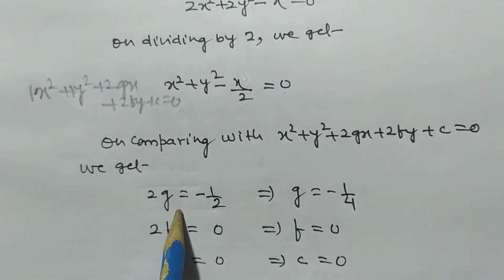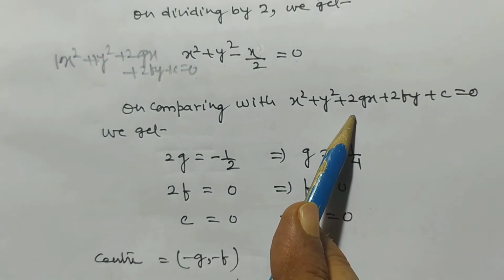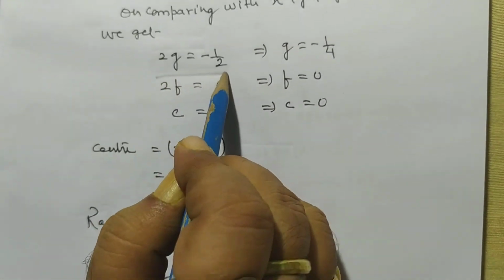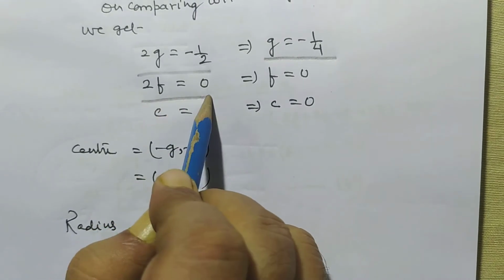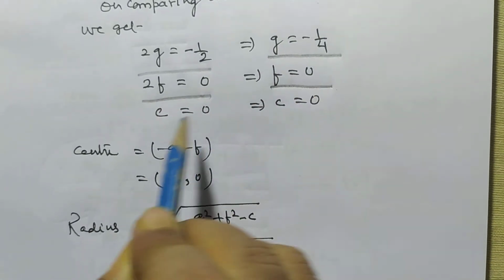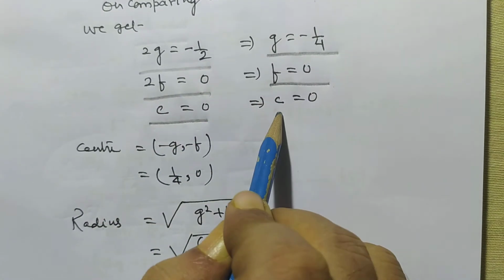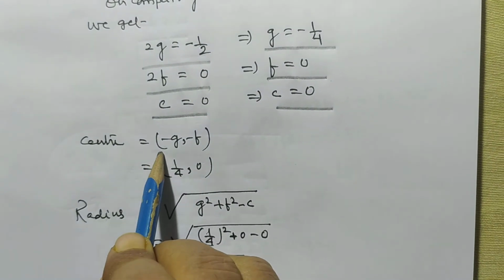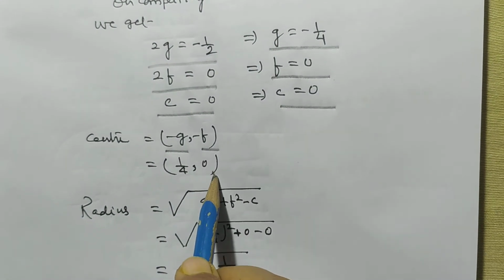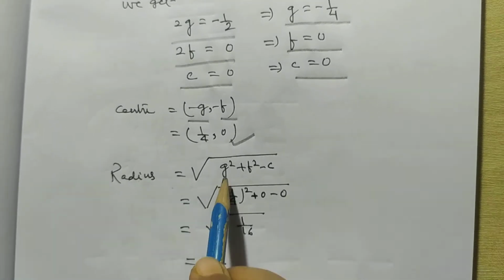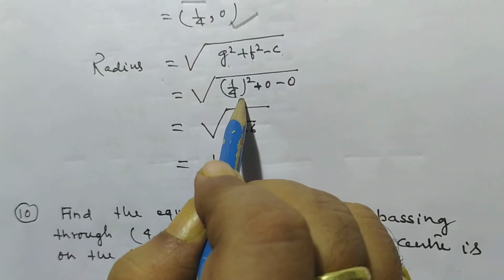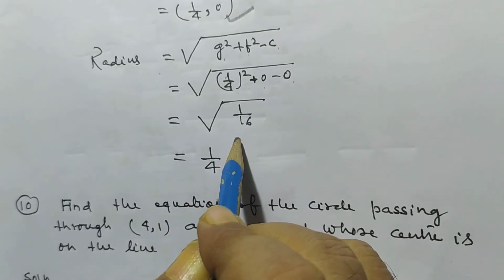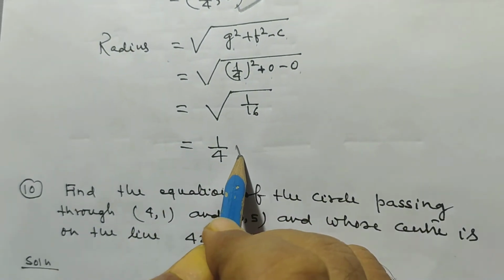Now, by comparing it with the general form of the equation of the circle, 2g is equal to minus 1 by 2, so g is equal to minus 1 by 4. 2f is equal to 0, so f is equal to 0. c is equal to 0. Center is (minus g, minus f), that is (1 by 4, 0). Radius is root over g square plus f square minus c, which is 1 by 4 whole square plus 0 minus 0. That is root 1 by 16, that is 1 by 4.